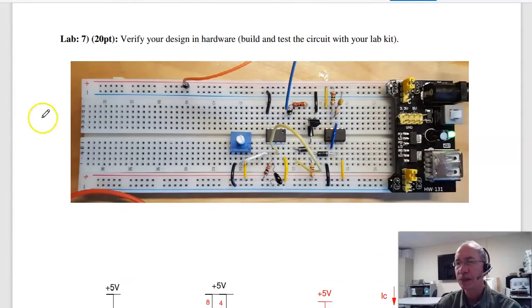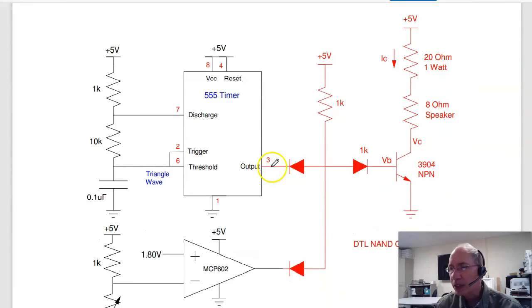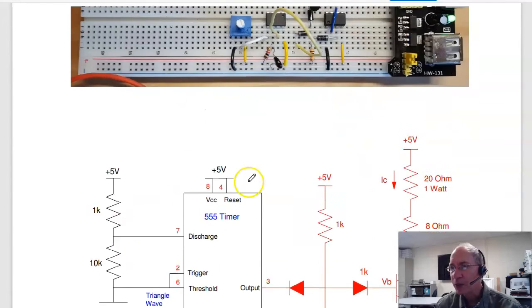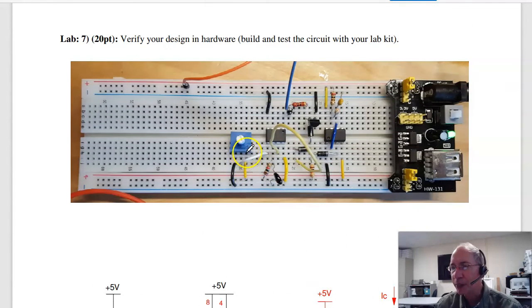And if you build it, here's the circuit that I built. Here's the 555 timer. Here is the comparator. One side goes to a thermistor and ground. That's right here, thermistor and ground. The other side is a voltage source. I did that with the potentiometer.